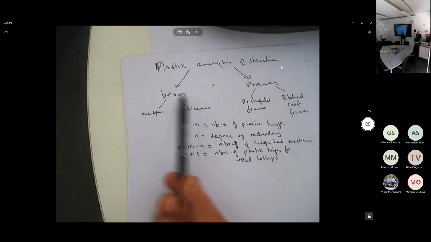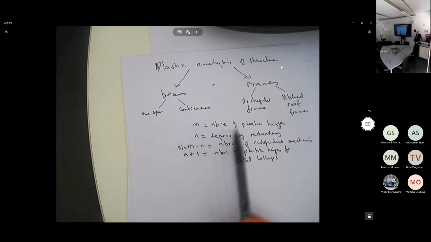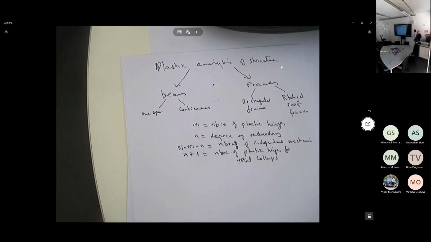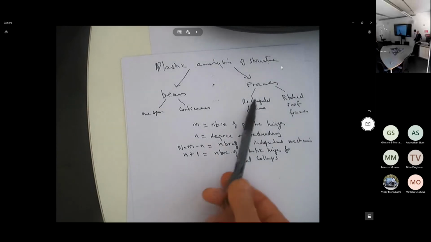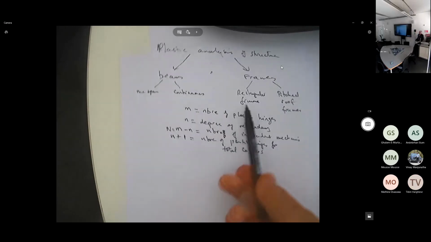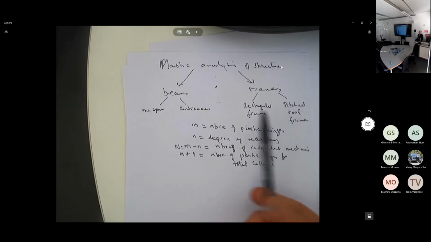The difference between, for the beam mechanisms, you have only beam mechanisms when you have beams, okay? But when you have frames, you have beam mechanisms as well as sway, as well as potentially part sway, in the case of this, isn't it? Okay, so you have part sway, sway, beam mechanisms, and then obviously you have the combination where you have a beam mechanism with the sway, etc. Is that clear?